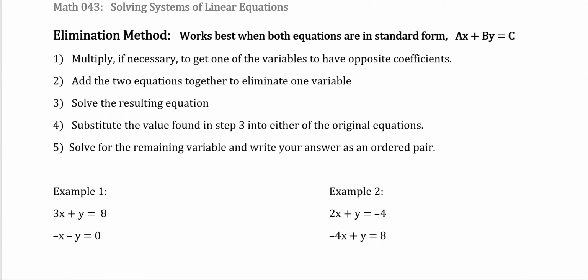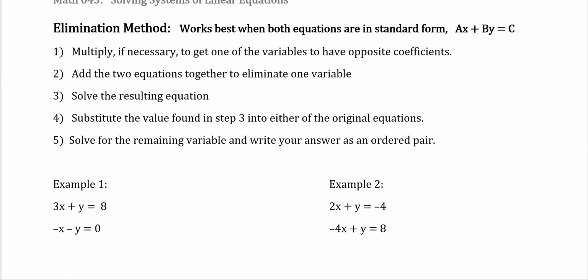Here are the steps. Step 1. Multiply if necessary to get one of the variables to have opposite coefficients. Step 2. Add the two equations together to eliminate one variable. Step 3. Solve the resulting equation. Step 4. Substitute the value found in step 3 into either of the original equations. Step 5. Solve for the remaining variable and write your answer as an ordered pair. All right, let's use those steps and get started.